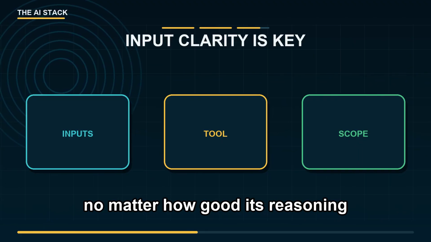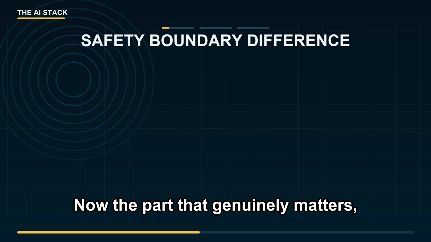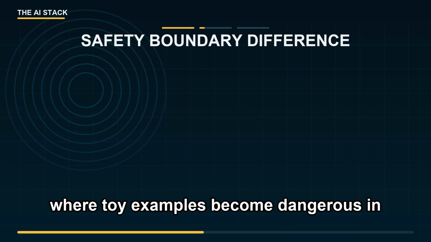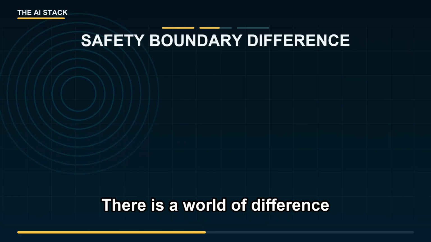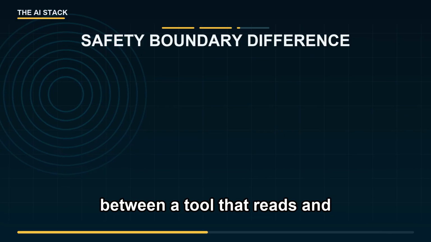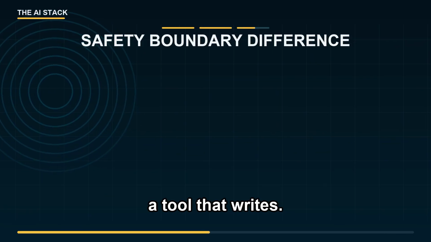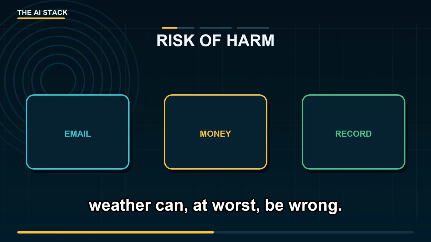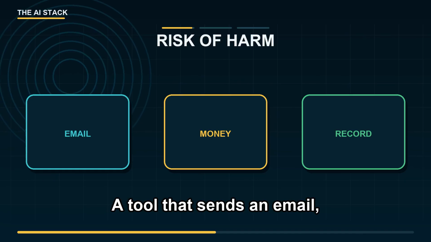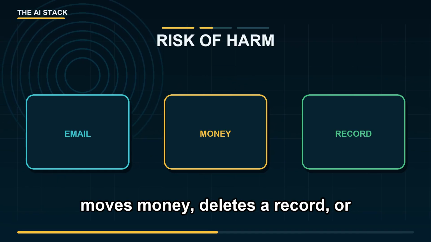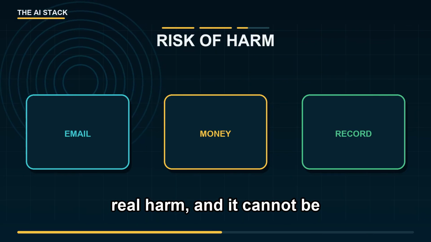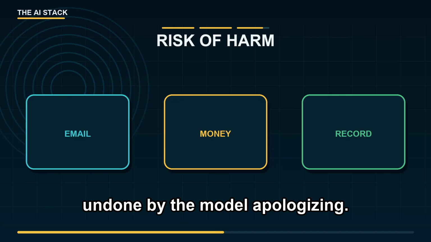Now the part that genuinely matters, the safety boundary, because this is where toy examples become dangerous in the real world. There is a world of difference between a tool that reads and a tool that writes. A tool that looks up the weather can, at worst, be wrong. A tool that sends an email, moves money, deletes a record, or changes a customer's order can cause real harm, and it cannot be undone by the model apologizing.